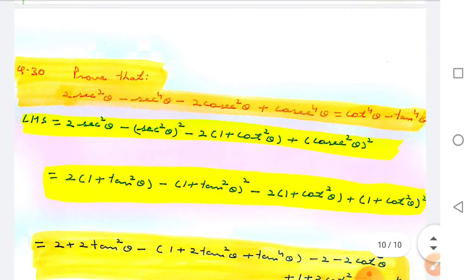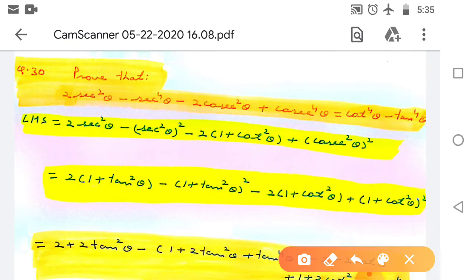Now, come to question number 30. The question is: prove that 2 sec square theta minus sec 4 theta minus 2 cosec square theta plus cosec 4 theta is equal to cot 4 theta minus tan 4 theta. Clear? Simple. Take the LHS.